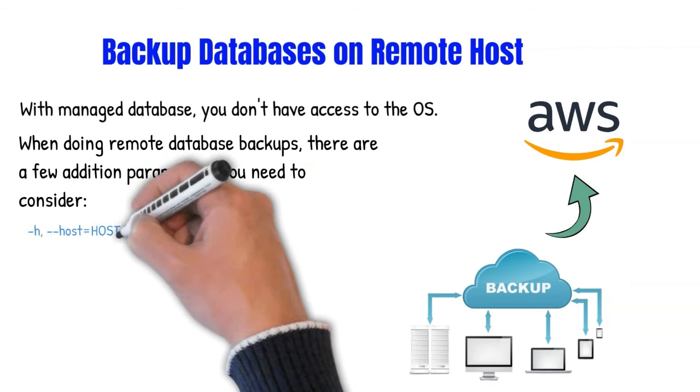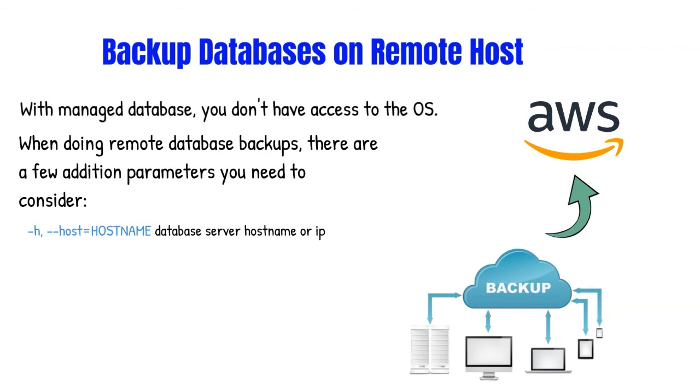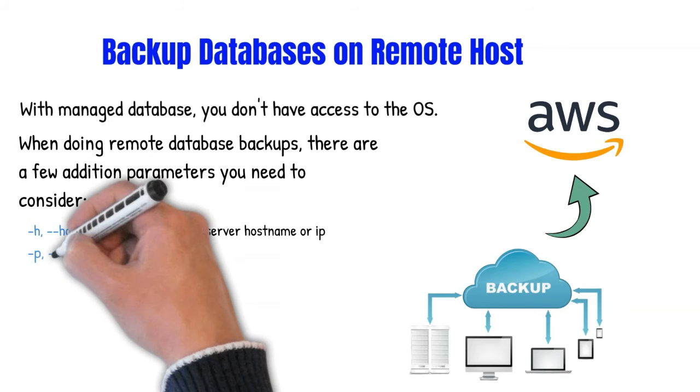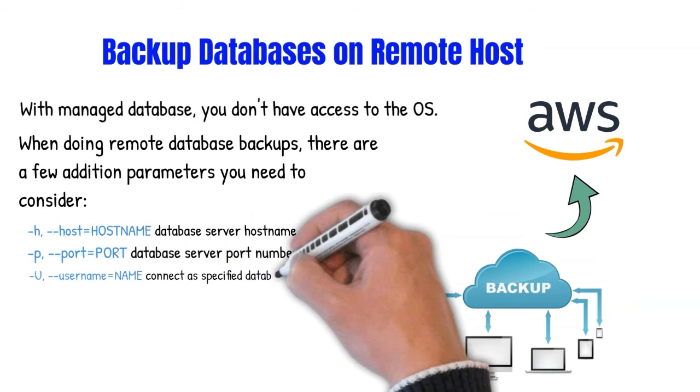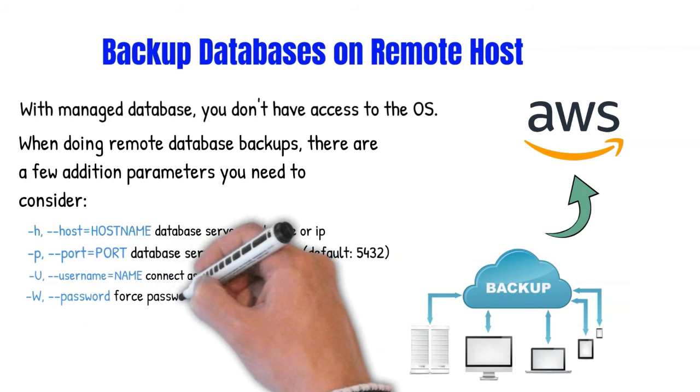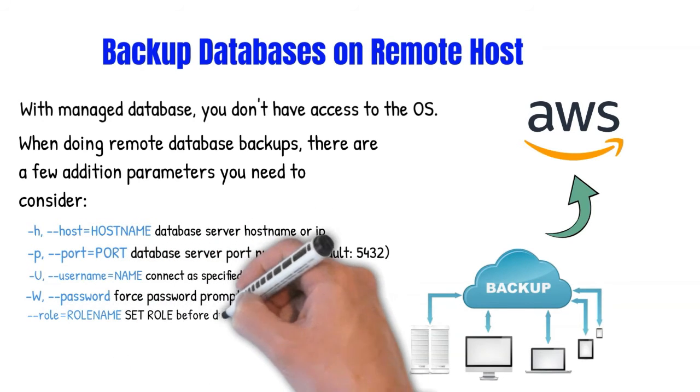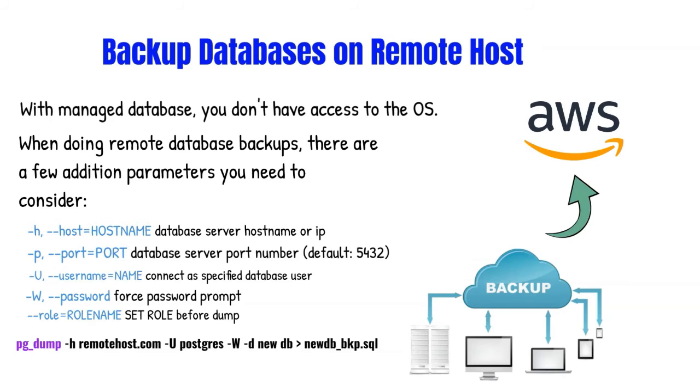You have the -h, which is the host name of the database host that you are connecting to, or the IP. You have the -p for the port, which is a database port which you are connecting to. The default is 5432. You also have the capital U for the username, -w for the password. You have the role parameter to set the role that you want to use to do the dump before completing the backup. The only difference is you're using additional parameters that will be able to allow you to connect to the remote server. In the next lecture, we'll be taking a look at how you can split your backup into multiple files.